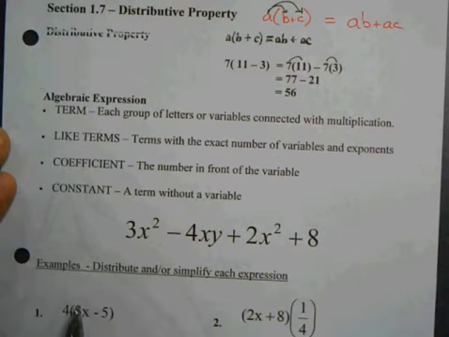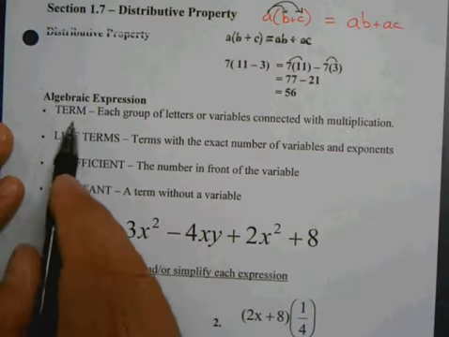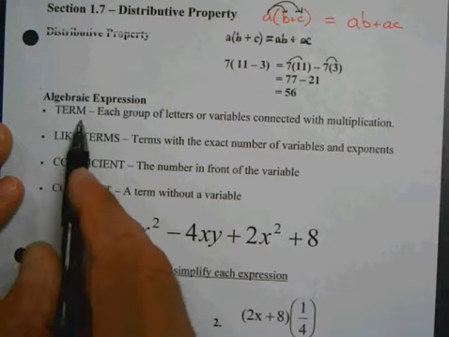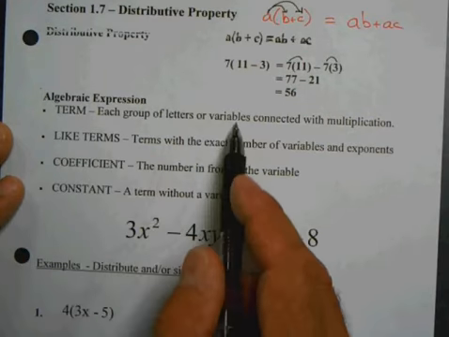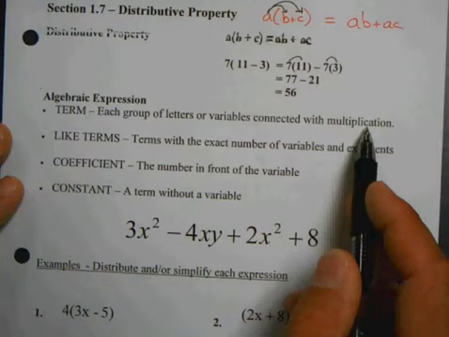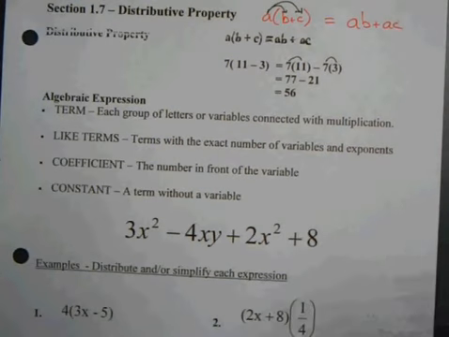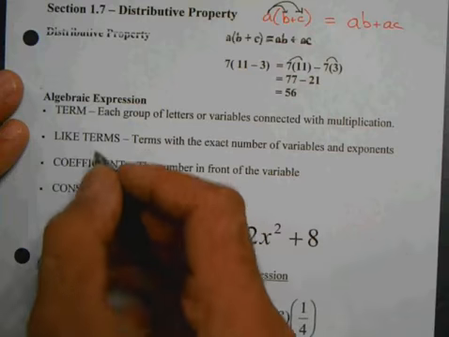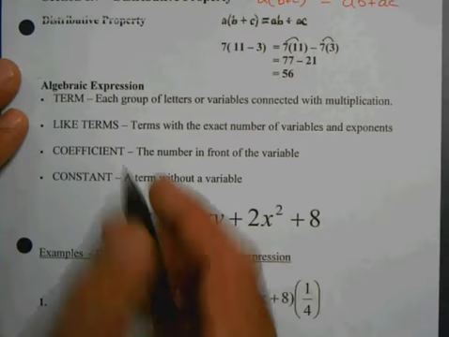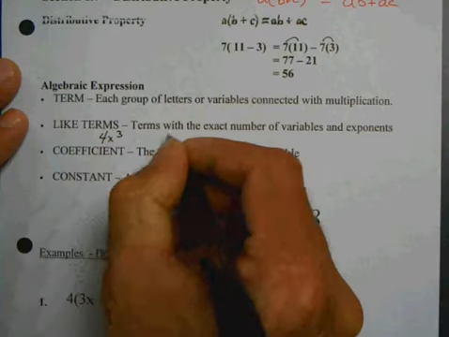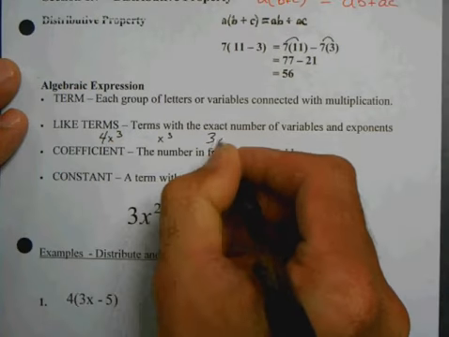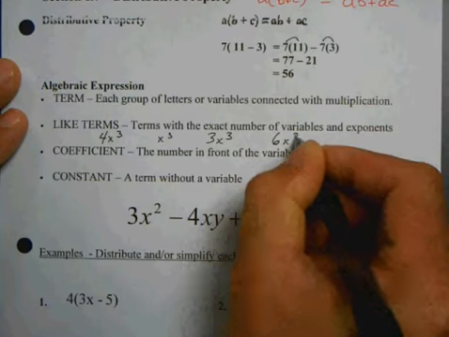Second, a couple different variables and terms and things like that. A term, if you hear me use the word term, Hannah, what I mean is a group of letters or a group of variables that are all connected with multiplication. Expressions are connected with adding and subtracting. Terms are connected with multiplication. If they're like terms, that means they have the same number of variables and the same number of exponents. For example, these are all like terms: 4x cubed, x cubed, 3x cubed, 6x cubed.